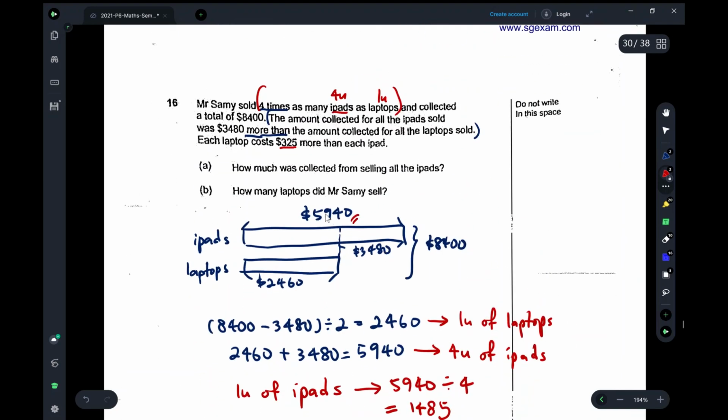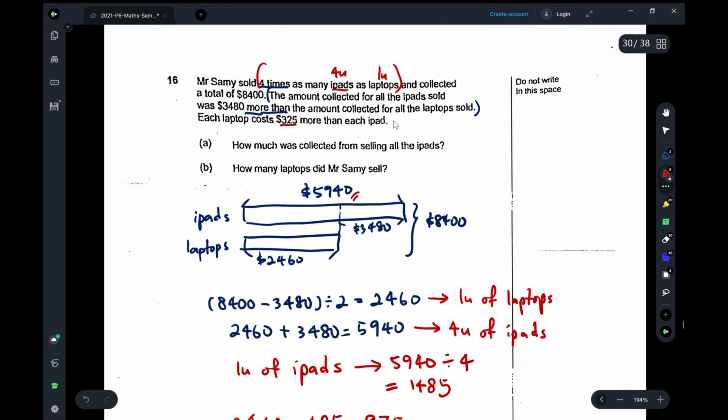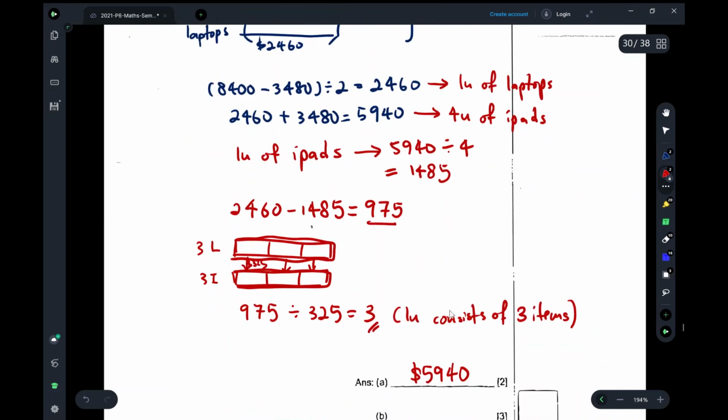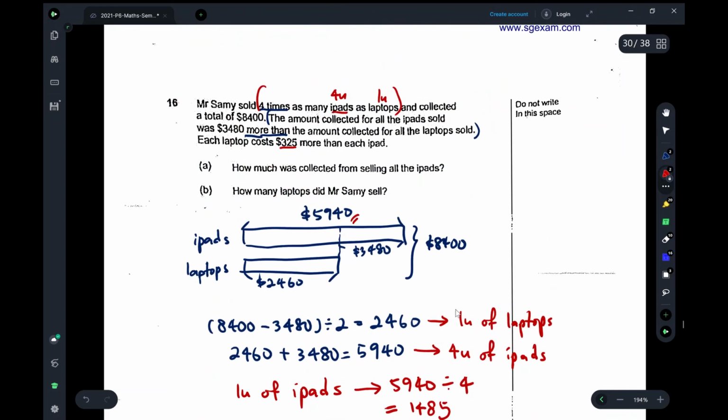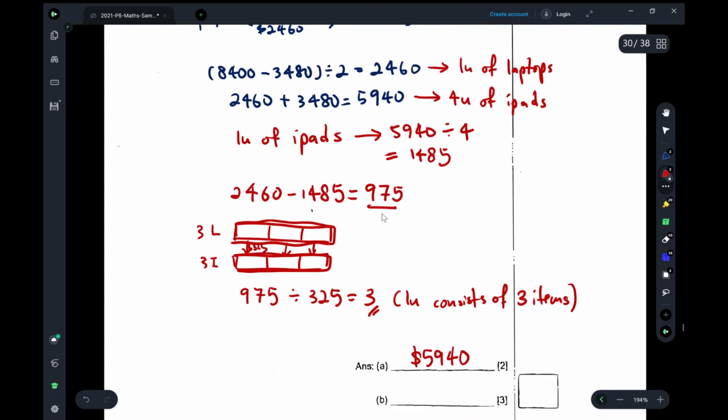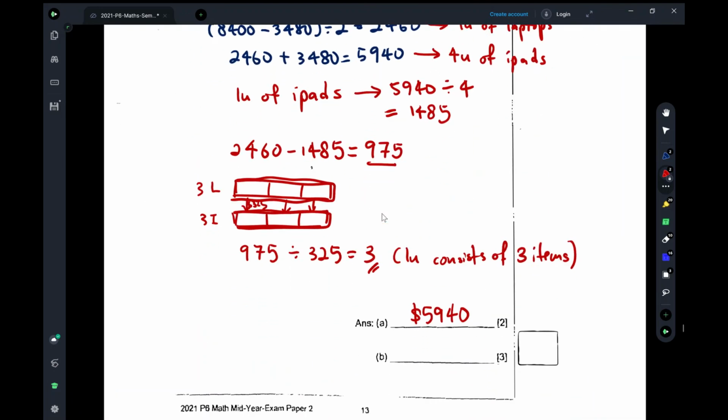Okay, how many laptops did Mr. Sammy sell? So laptop is 1 unit, and we know that 1 unit has 3 items. So he basically sold 3 laptops. Okay, so if they're asking for iPads, how many iPads did Mr. Sammy sell? So I know 1 unit is 3 items, 4 units there will be 12 items. So he would have sold 12 iPads. Okay, so this is 3.